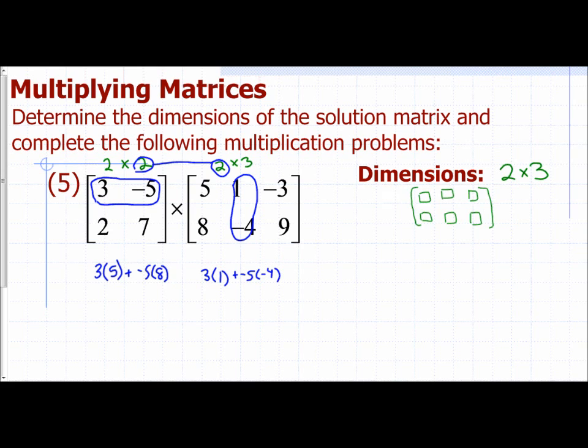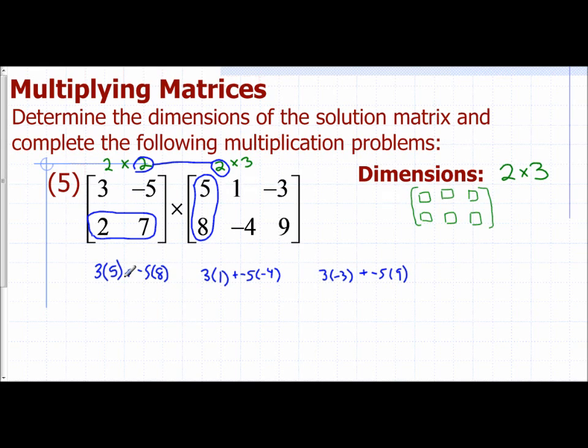And then you repeat the process, distribute to the third column as well. So you're going to have 3 times -3 plus -5 times 9. So that took care of the first row. We took the first row and we distributed to all of the columns. And so now I'm going to go on to my second row. And I'm going to distribute that to all the columns.